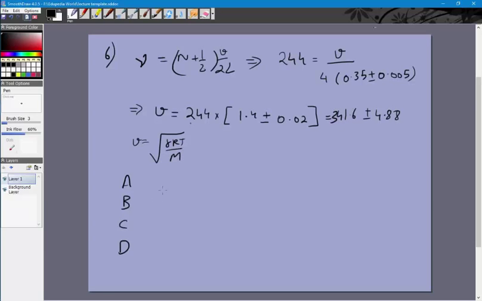So for A we have neon. In neon the mass is 20 and it's a monoatomic gas, so gamma will be 5 by 3, which means root gamma RT by M will be root of 5 by 3 into RT divided by M, which is given to us to be 20. Don't forget to add into 10 to the power minus 3.